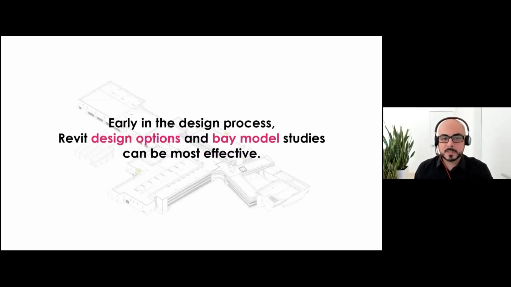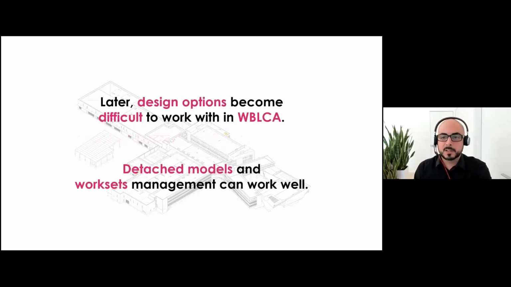Early in the design process, from a modeling perspective, it's very helpful to look at design options and bay models. So when you still don't have a whole building model, you just want to create bits and pieces from the building and do studies where you could select some materials, and it's also easier to have a smaller portion to study. Later in the design, it becomes difficult. Let's say you have a really large building with thousands and thousands of elements in Revit. Design options become more difficult. So now you look into detaching your model and then making some changes. Workset management becomes really important.